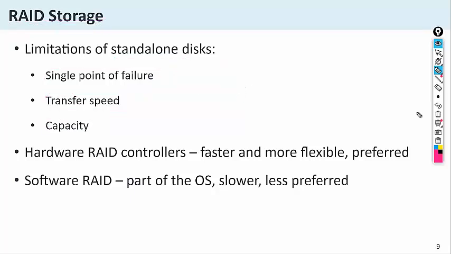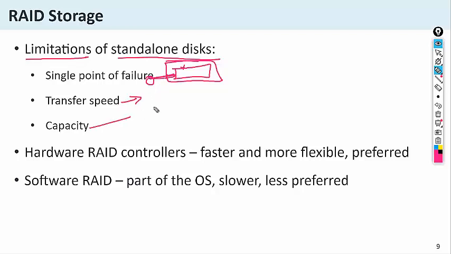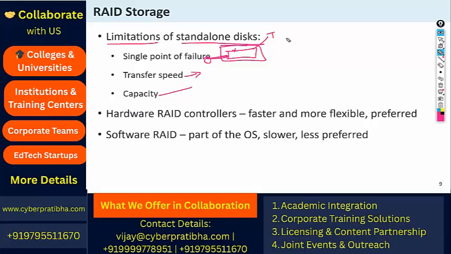Okay, so let's talk about RAID. These are the limitations of a standalone disk. The disk is a single point, so if that single point fails, meaning the hard disk fails, then the complete data is lost. Transfer speed is low because there is only one connector, and there is a capacity limitation, like you can buy a 1 TB hard disk, 2 TB, 4 TB, or 10 TB.